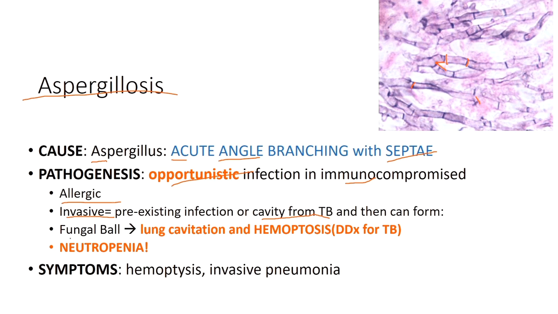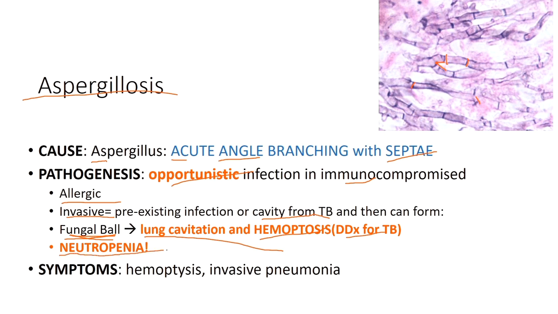That's an invasive type. And once we invaded that, we can create a ball. This is known as a fungal ball in that cavity, and this can lead to hemoptysis. But remember, differential diagnosis is TB. But if you see this ball and it's rolling around when the patient moves around, then we know it's a fungal ball, not TB, because that's adhered to the wall. And a fungal ball can roll around, so like a maraca, a lung maraca.